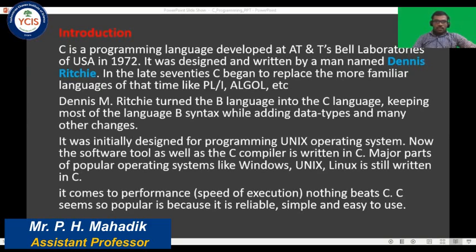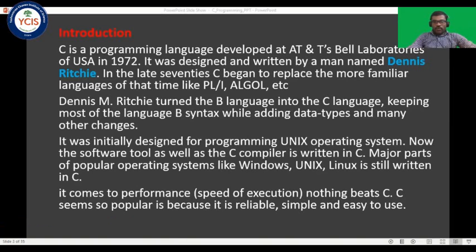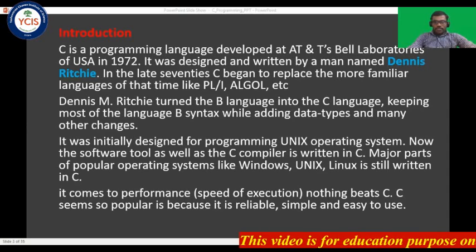YCIS, Satara. Today we are going to discuss the C programming language. So let's start with the history of the C programming language. C language was developed by Dennis Ritchie in 1972. At that time he was an employee of the American Telephone and Telegraph Lab in the USA. Dennis Ritchie is called the father of the C programming language.